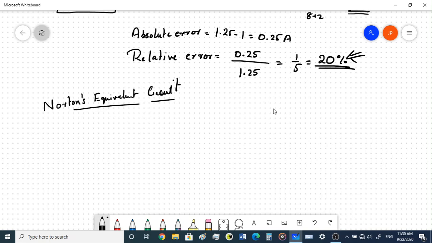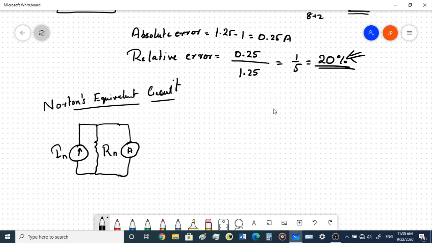So Norton's equivalent circuit states that any circuit can be represented as a current source in parallel with a resistance, to which you can connect a load, right? This is the current source IN, this is the parallel resistance, and here we can connect an ammeter, and we can find what would be the current that is flowing through this ammeter.